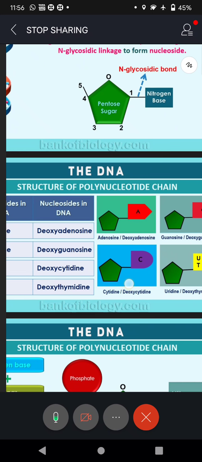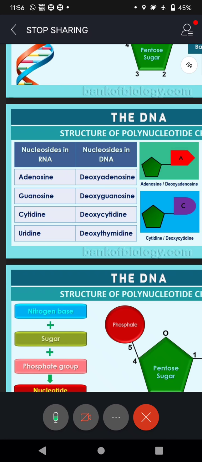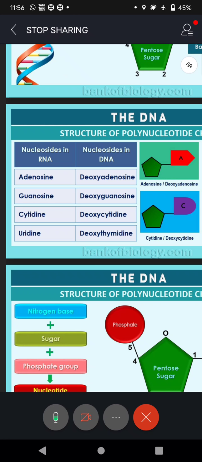We said polynucleotide chain. So specific names are there depending upon the nitrogenous base. In the case of RNA, the nucleoside is adenosine, because the nitrogen base is adenine plus sugar molecule. Guanine plus sugar molecule, guanosine. Cytosine plus sugar molecule, cytidine. Uridine, uracil plus sugar molecule.